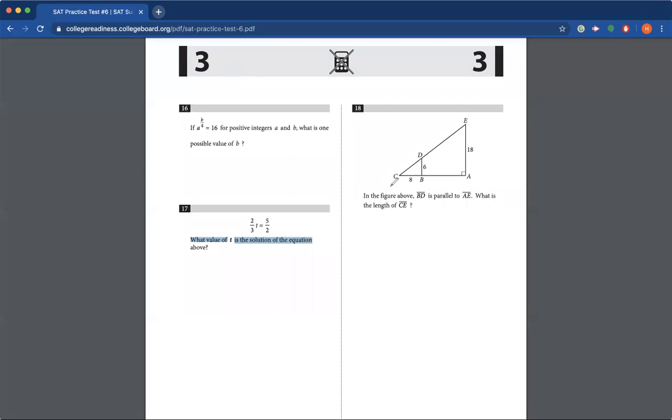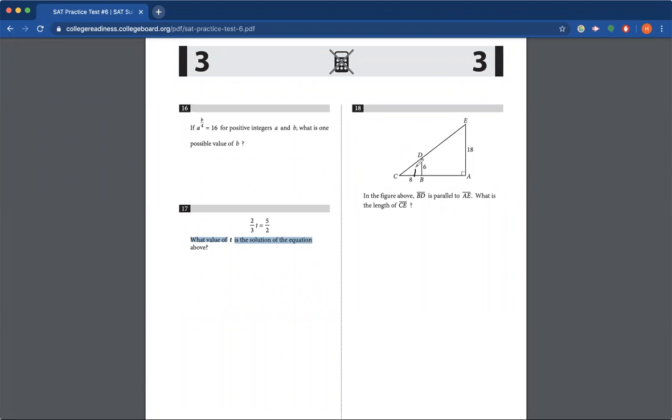Next, in the figure above, BD is parallel to AE, so that already makes me think similar triangles. And what is the length of CE? This definitely makes me think similar triangles. There are actually 2 ways to solve this. If you are very good at Pythagorean triples, you will instantly get the answer. Why? Because if you know your Pythagorean triples, you are easily set for this question.